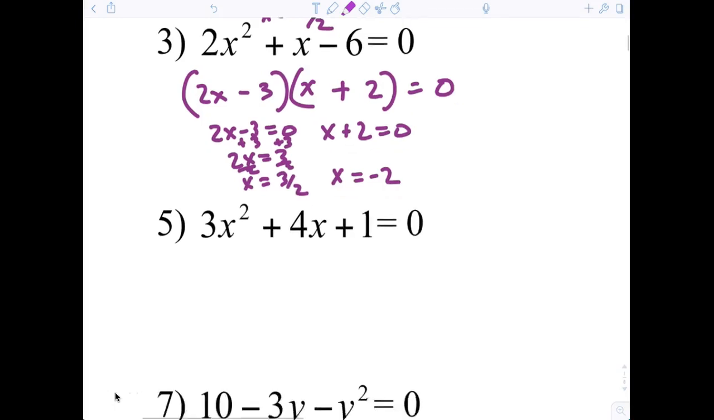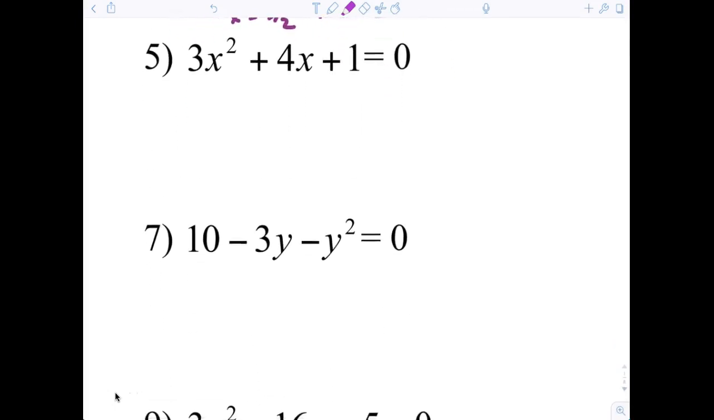Okay, concentrate on number five. Everybody's factoring number five. It should take you 30 seconds, maybe. Let's go. Come on. Remember what I talked to you about. Up and down, up and down, up and down. And then you're not doing your work. And then you're upset about your grade because you're up and down too much. Stop being distracted.